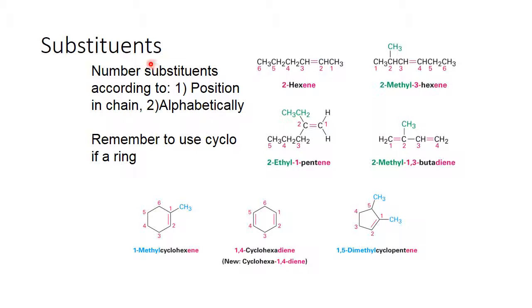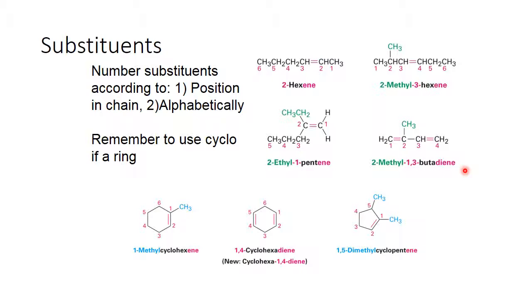So let's go through these examples. We already did these 2, and we did this one. Now what we're going to do is look at this. What's the longest chain here? 4. So it's bute. There's 2 enes, so we don't say butene. Now we're going to say butadiene.